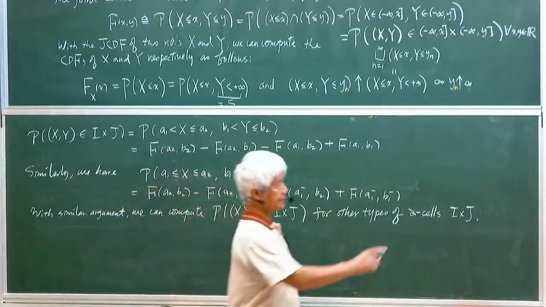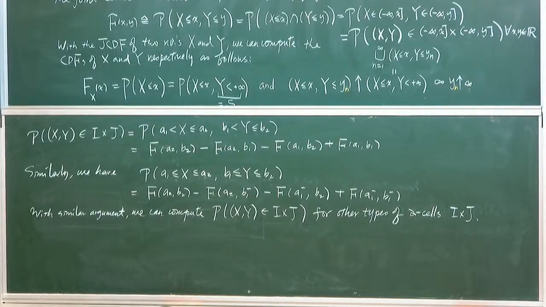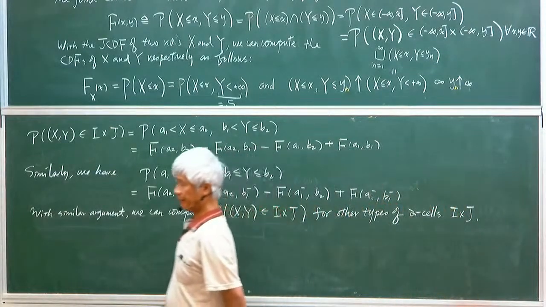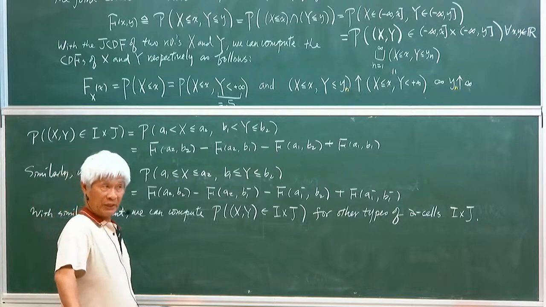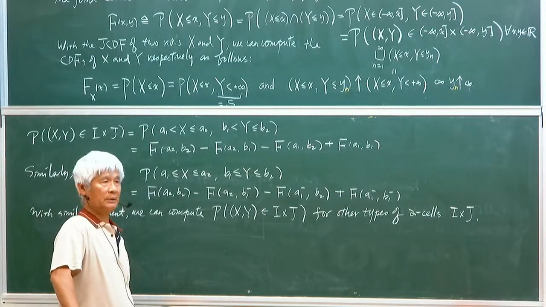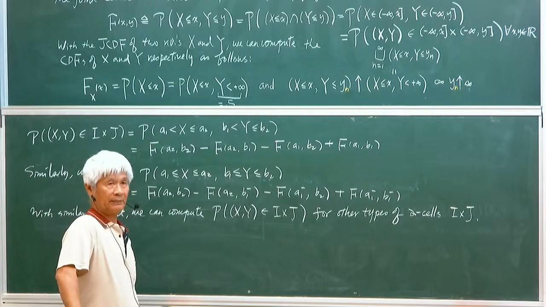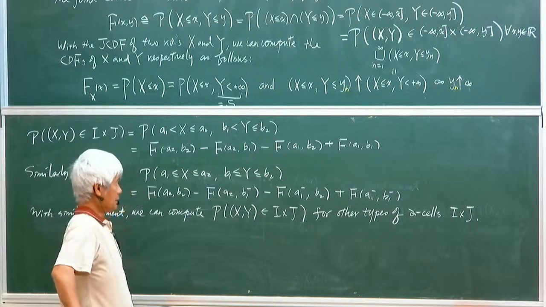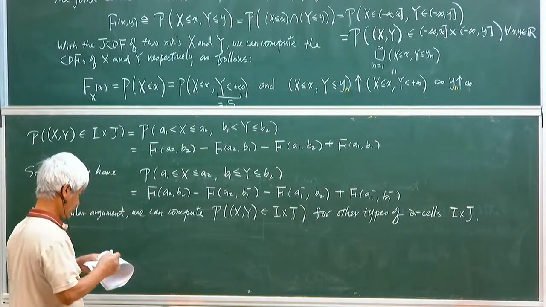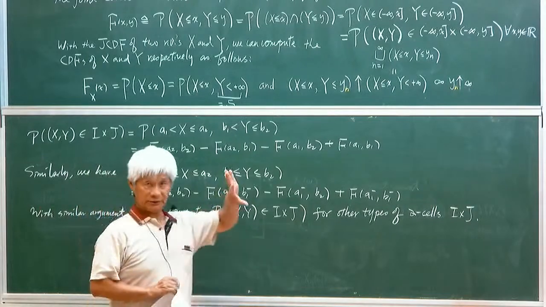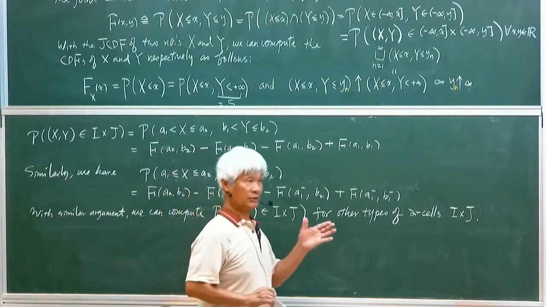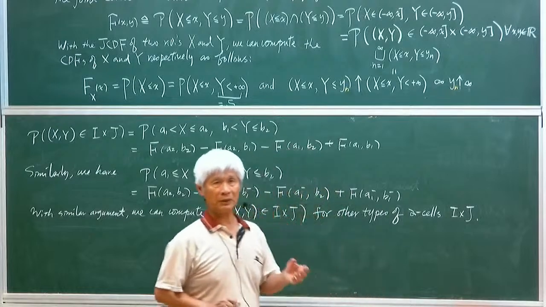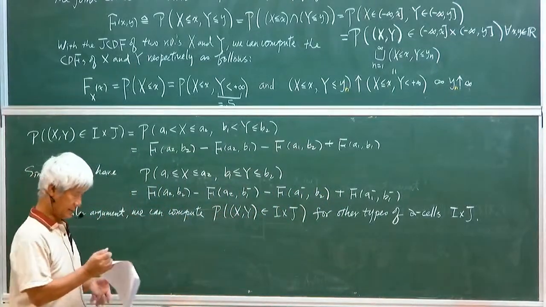Okay, so the previous calculation just gives you the idea that as long as we have the joint CDF of two random variables, we can compute a joint probability statement related to random variables x and y. So this is the general case, for x and y general random variables. Now we will consider two special cases.